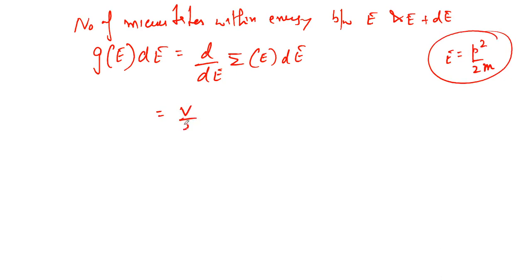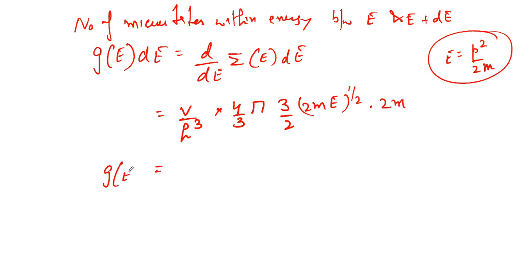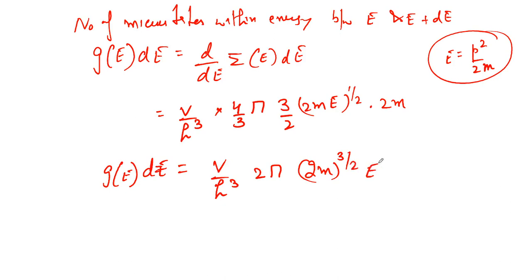So this equation comes out to be V over h cube into volume, that is equal to 4 by 3 pi into P cube. So P is, to the power 3 by 2, 2m E under root into 2m. So when we solve that, our number of microstates in terms of energy, g(E) dE, comes out to be V over h cube into 2m into 2 pi E to the power 1 by 2 into dE.